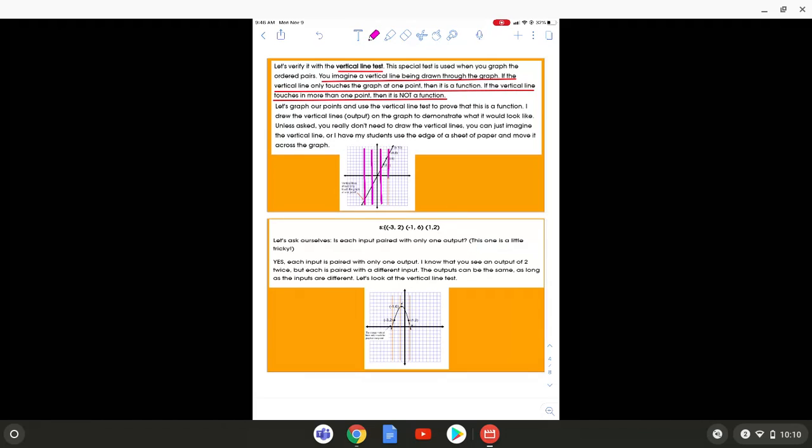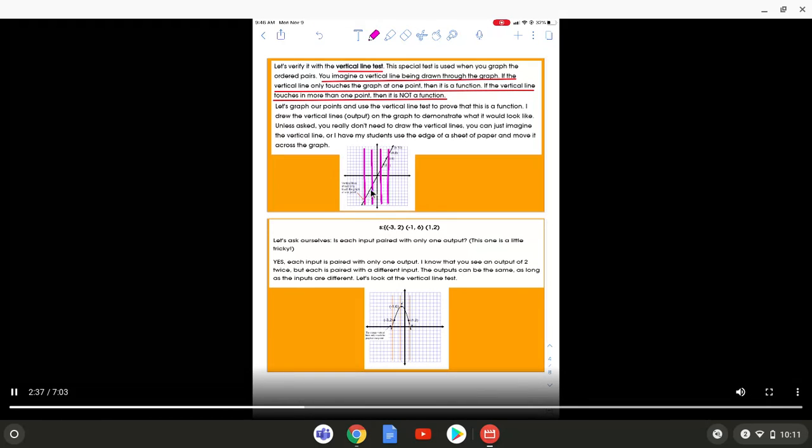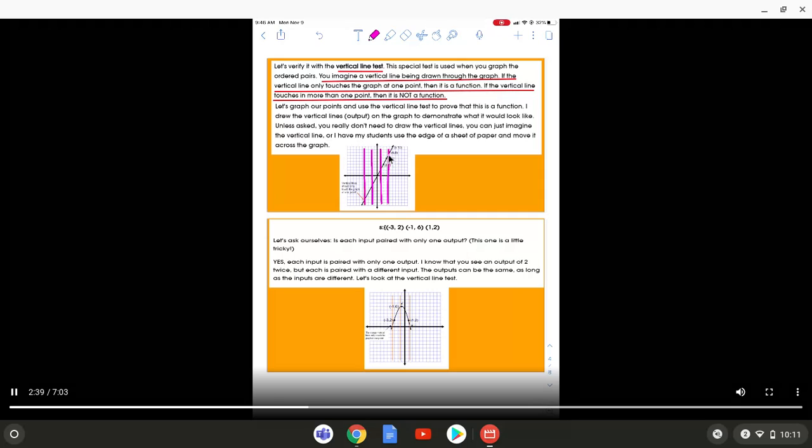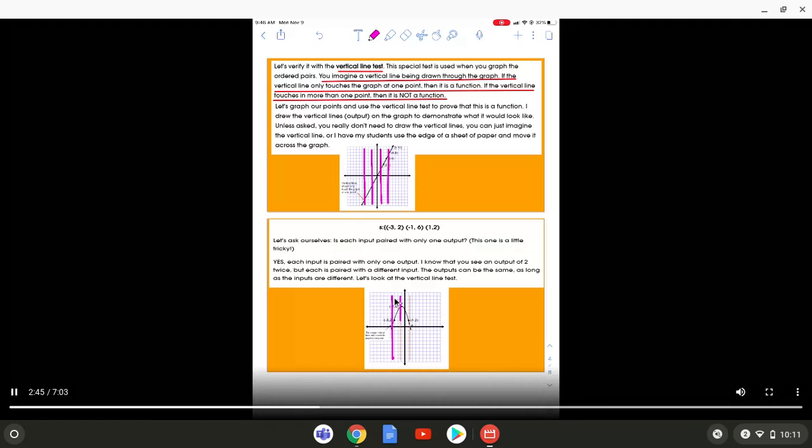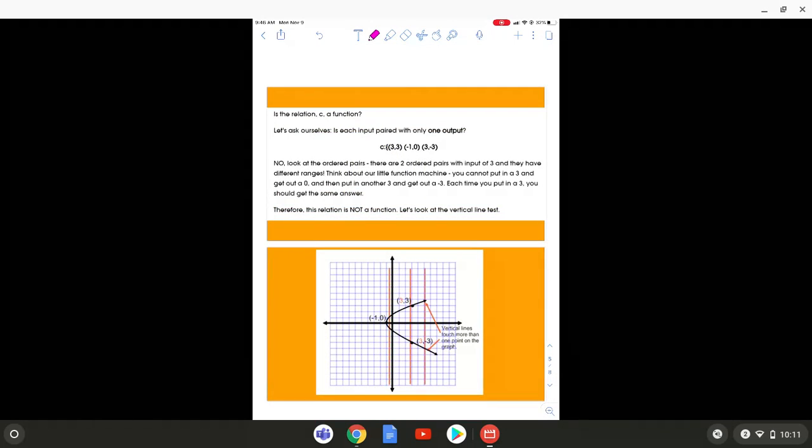So on this example here, you see each of my lines only touches the graph one time. So that is a function and passes the vertical line test. Down here, I'm going to do the same thing. So I only hit once, only once, only once. So that means that that too is a function.